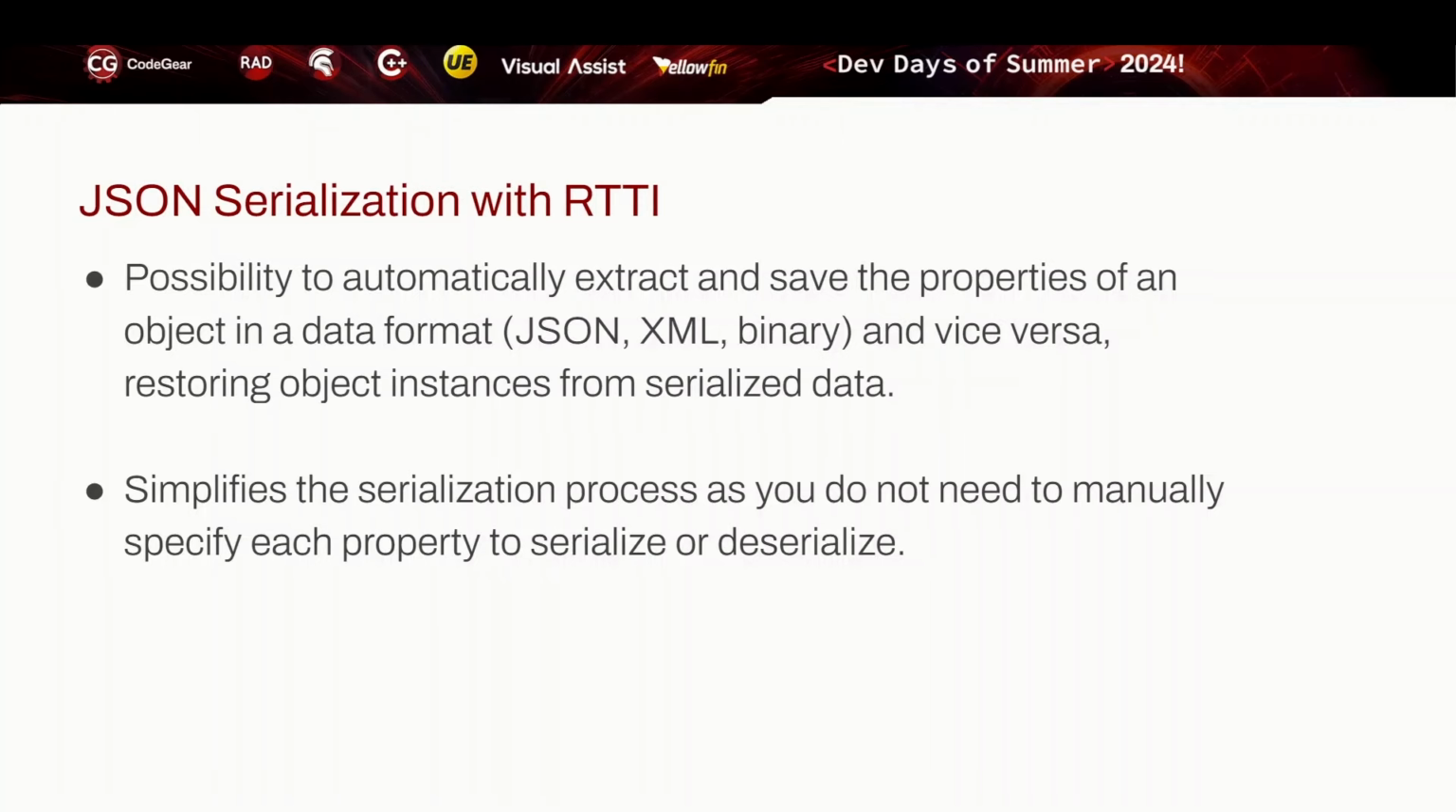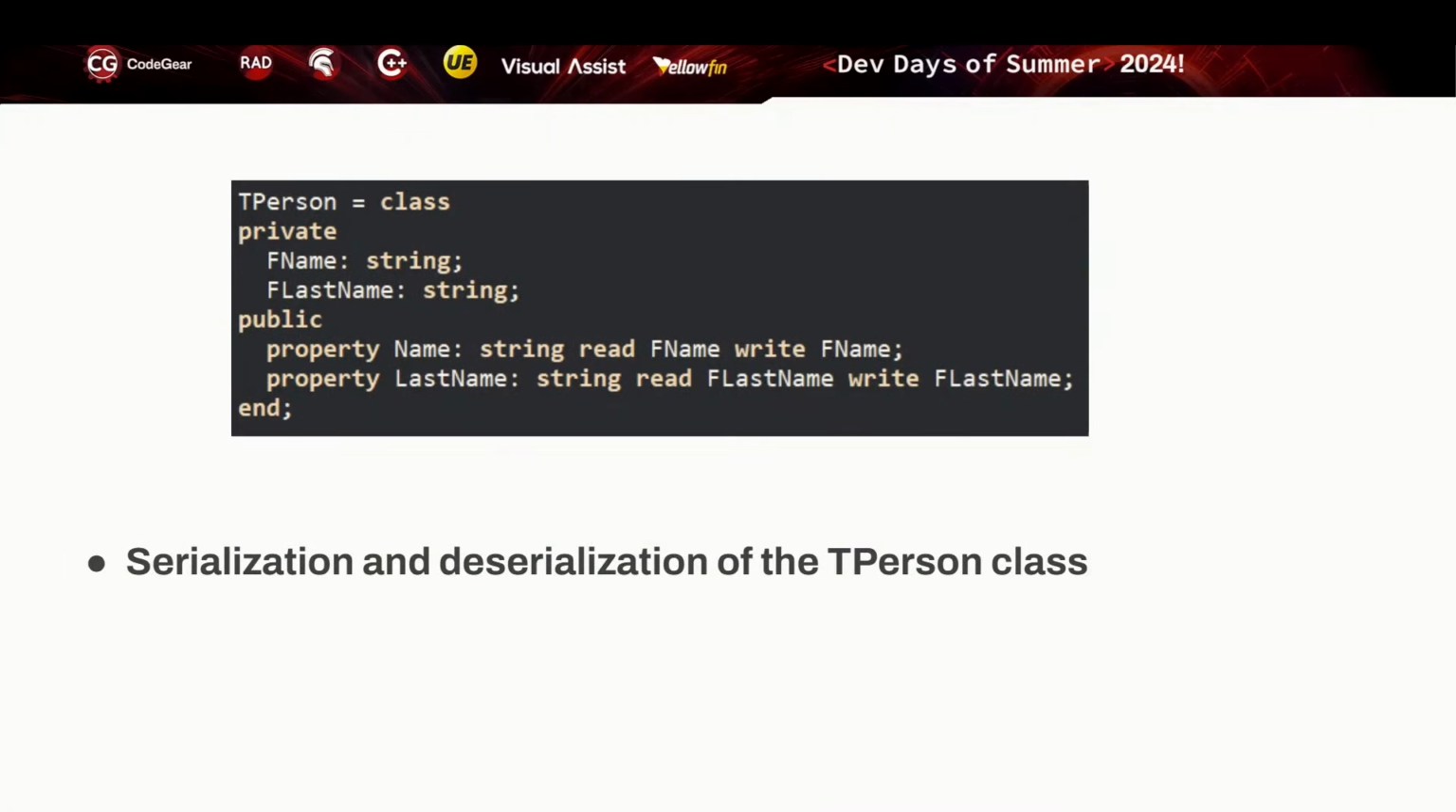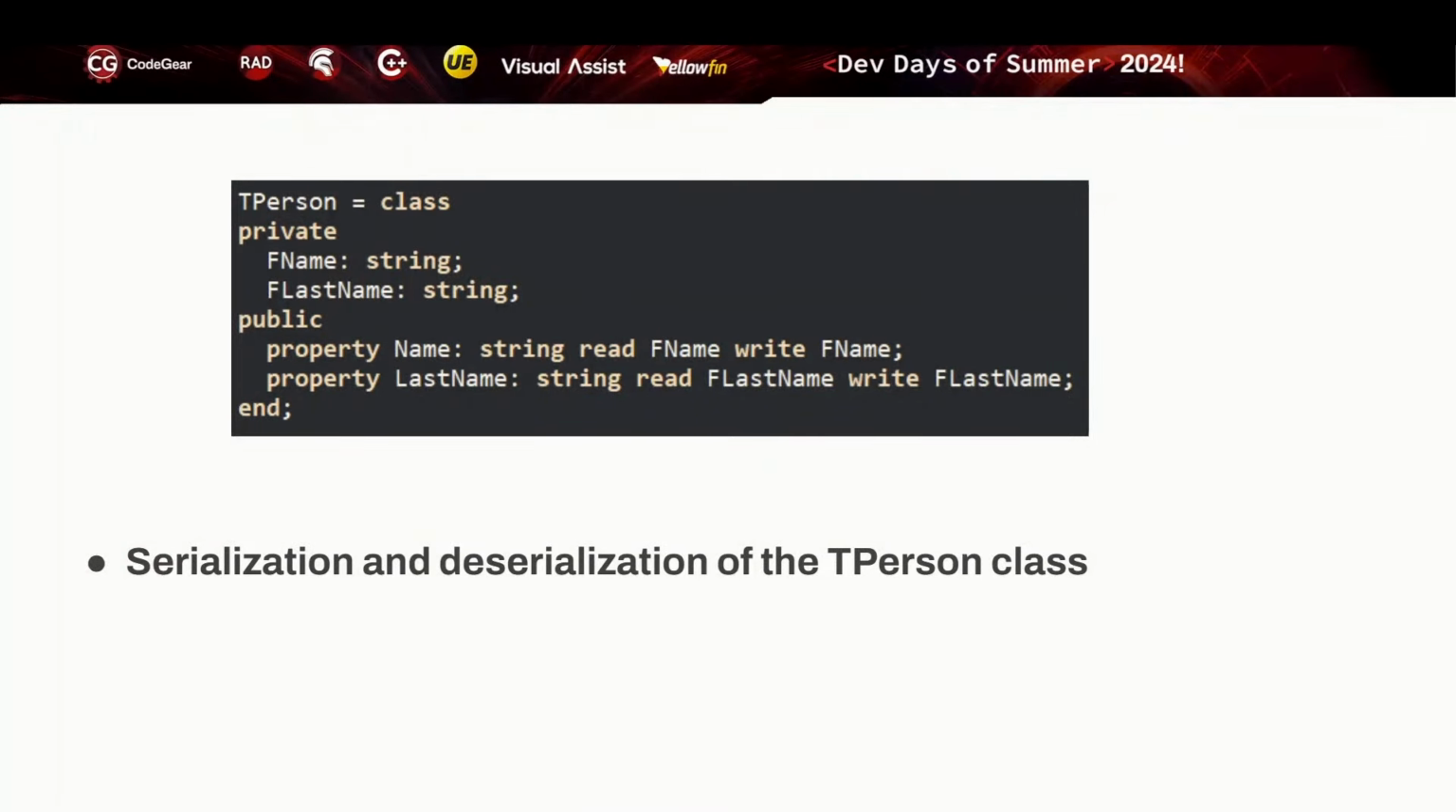I'm going to show you two functions here. One for serialization and another for deserialization of the TPerson class. I have this class here, TPerson. This class here has two properties, name and last name.